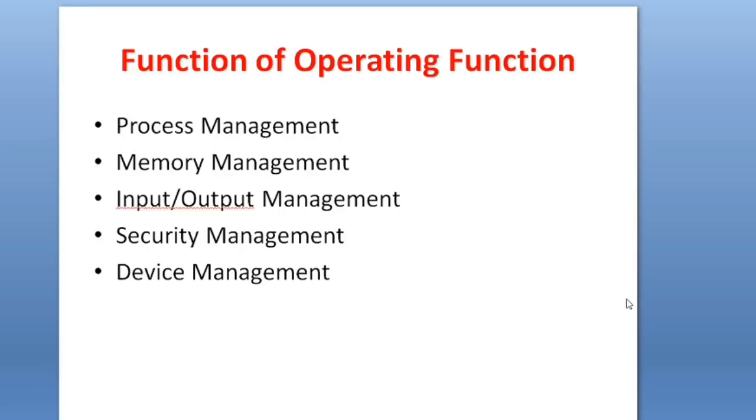The next one is memory management. You know that there are primary memory and secondary memory in our computer, like RAM, ROM and hard disk. The management of these memories is also required. So the management of the memories is the second function of the operating system. That means the operating system manages what will be stored in the RAM and what will be deleted from the RAM, and how the storage will be done on the hard disk. These types of functions will be looked after by the operating system.